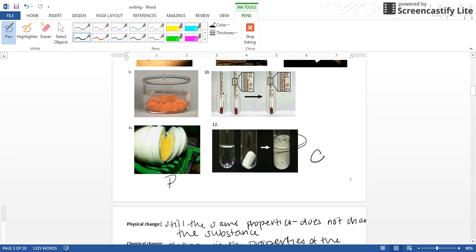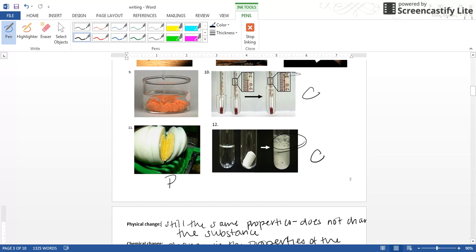This one here, you're looking at 2 things being mixed, and you're going to see that the thermometer is telling you that both of these are close to room temperature at about 25 degrees Celsius. And afterwards, when they're mixed, the reading is up above 30. Okay, that's telling you that the temperature is changing, it's heating up. That's another indicator of a chemical change.